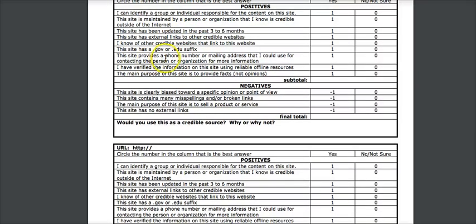The site provides a phone number or mailing address that I could use for contacting the person or organization for more information. Well, it had an email address and it said contact us, so I'm not going to count that, but I could get in contact with them if I needed to correct something or ask questions. I have verified the information on the site using reliable offline resources. You are going to be using some books at some point. And when you use those books, make sure that your books and your websites match up in terms of the facts. The main purpose of this site is to provide facts, not opinions.